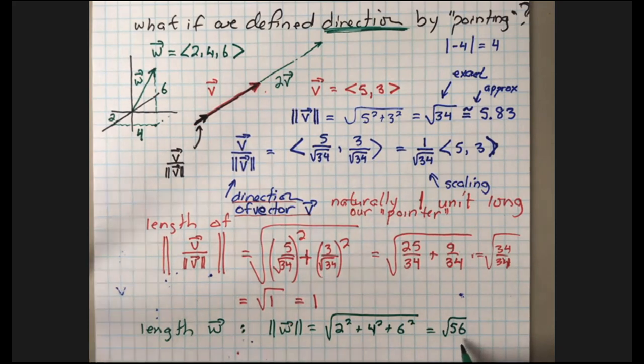Now, that's a little more than 7. That's a little less than 8. If I wanted to simplify it, and I should, there's a perfect square called 4 inside there, right? 4 times 14, so this is 2 root 14. If I wanted to estimate it, I have no problem, as long as you tell me you're estimating it. But first, give me the exact value.